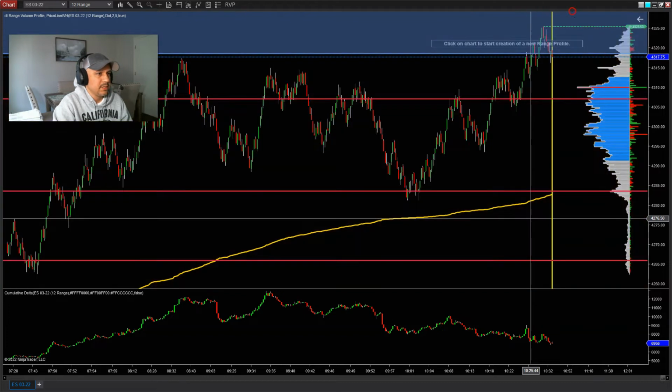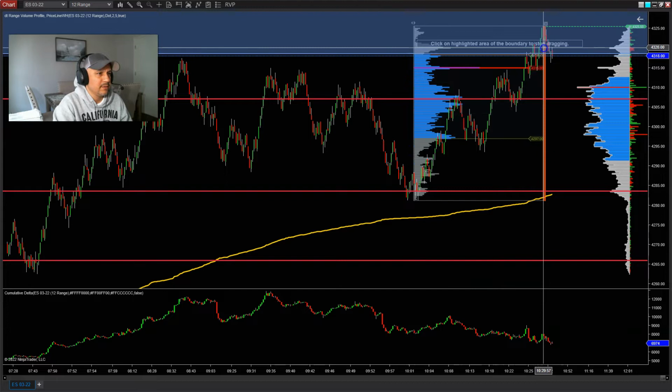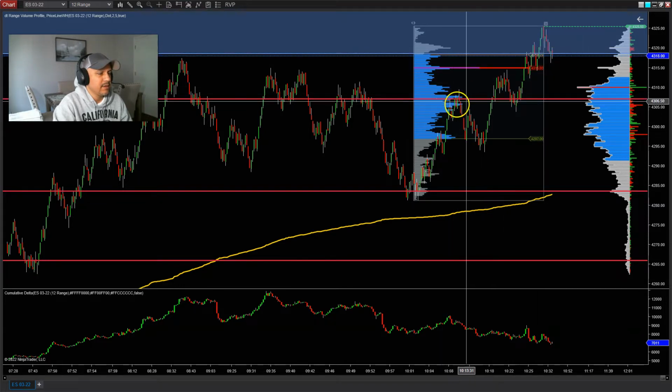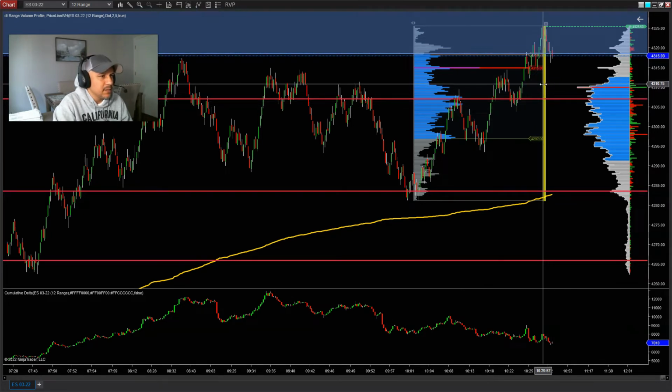Let's see something. Draw like a little micro profile here. Okay, so we have this area of volume sitting right here. So price pulls back to it, maybe a little bit below it, and then pulls, and then let's see.